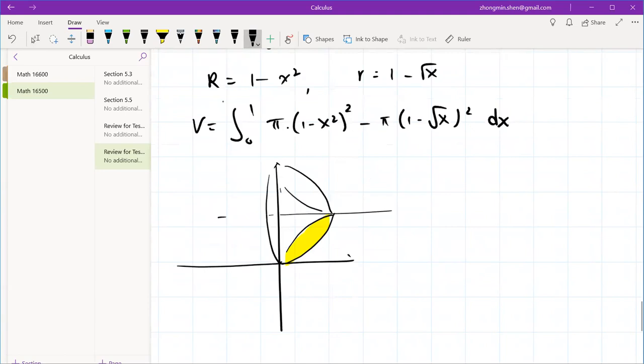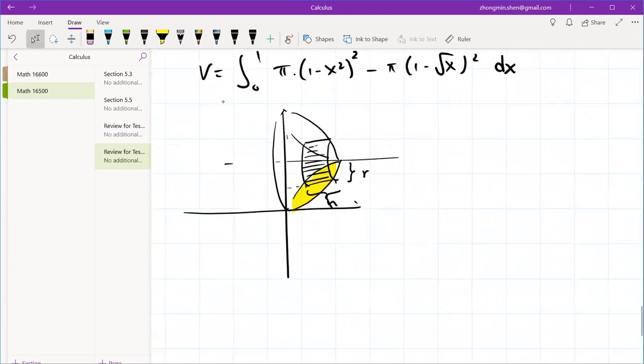But this time I'm going to cut it using cylindrical shells. So I get a cylinder inside. Okay, that's a cylinder, it's cutting through the solid. So I need the radius r, and here's h.